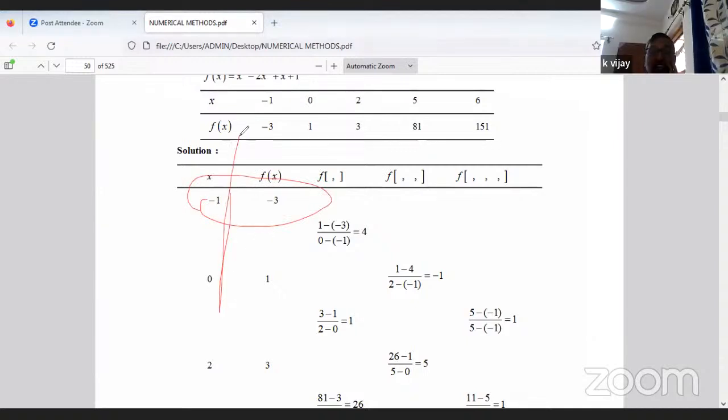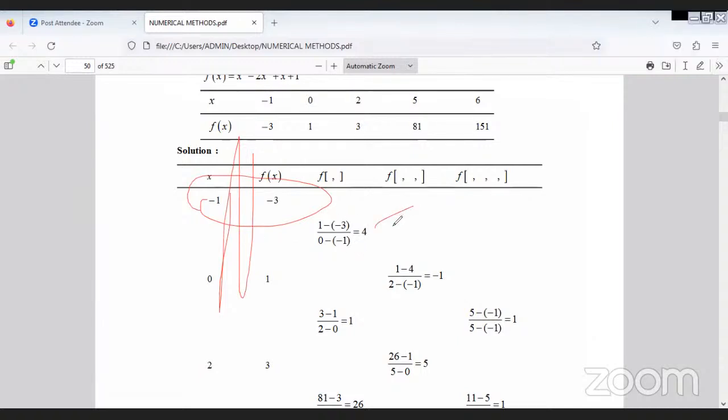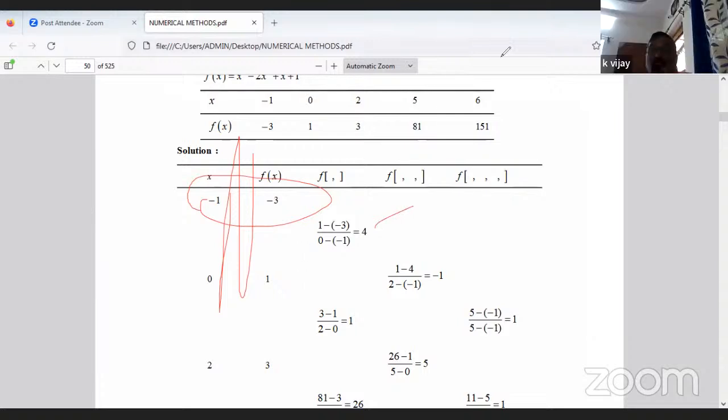Again, what are the x values here? 0 of minus 1. So 1 plus 3 by 1, it is 4, correct? 4 by 1. Yes, sir. Very good. I'm writing the same here.